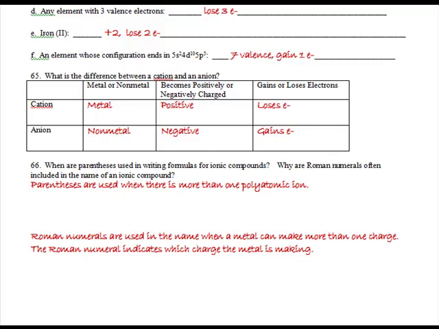Alright, number 66. Number 66 is asking us about parentheses. It says, when are parentheses used in writing formulas for ionic compounds, and then why are Roman numerals used? Well, let's tackle both of these. Parentheses are used when there's more than one polyatomic ion. So for instance, if I'm dealing with magnesium, which makes a +2 charge, and it's bonding with hydroxide, and that's a -1. I want to indicate that there's one magnesium bonding with 2 of these guys, an OH and another OH.